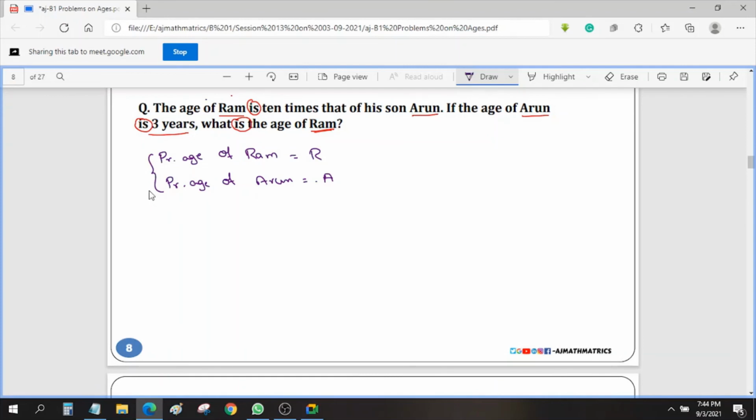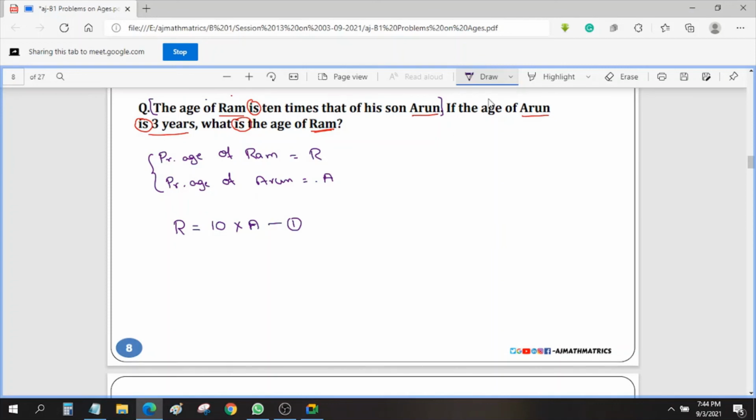Next, we need to convert the data into equations. How do we convert the data? Simple. Take the data as it is given here. The age of Ram, which we are assuming as R, is equal to 10 times, that is 10 into, the age of Arun. So this is the first equation.